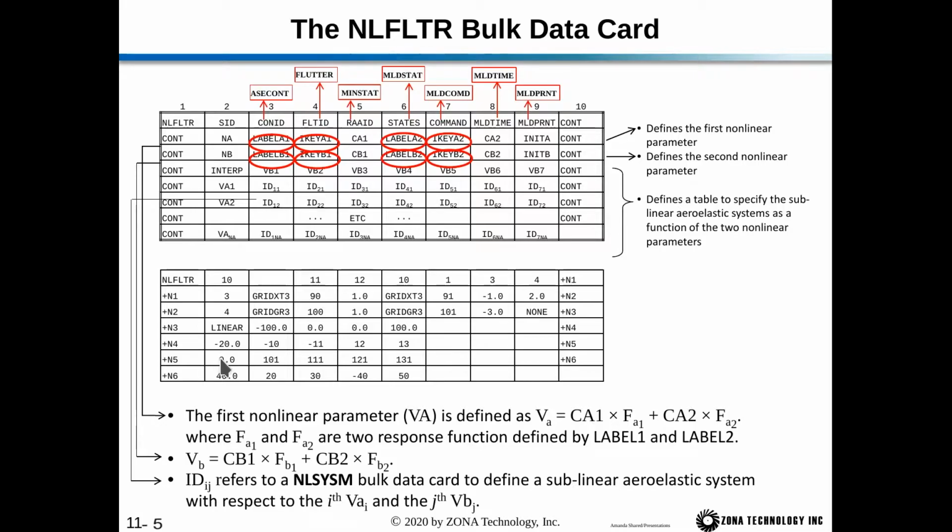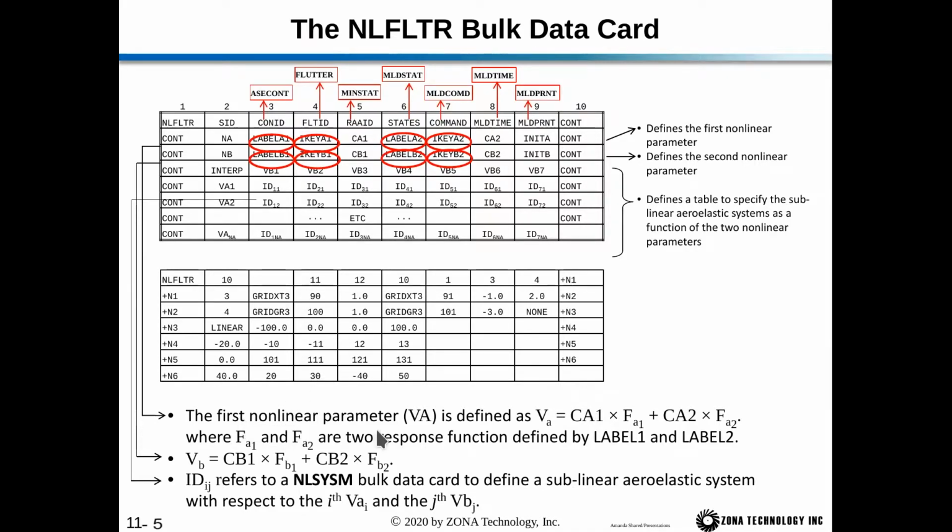Similarly, if our first nonlinear parameter is minus 10, our second nonlinear parameter is minus 50, it would interpolate among all four of these A bar and B bar matrices. Now note here we have repeated values of 0, so when the nonlinear parameter is exactly 0, it will choose one of these, and I forget which one it is, if it's the first one or the second one. That is in the nonlinear flutter bulk data card as to which plant it will choose.